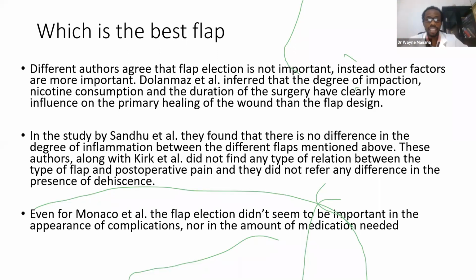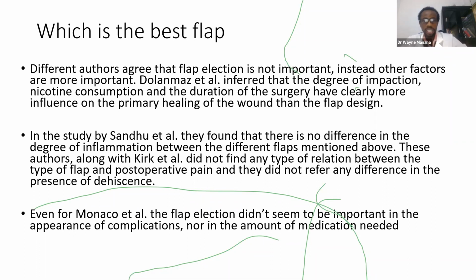As long as you are not creating or inventing your own flap, if we stick to the basic ones, most of the times the outcome will not be influenced by the flap designer. Dolanmans et al inferred that the degree of impaction, nicotine consumption, and the duration of the surgery have more influence on primary healing of the wound than the flap designer.